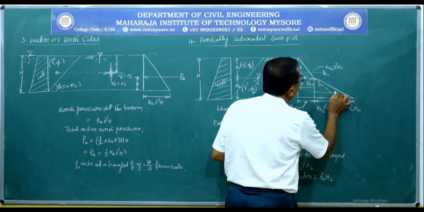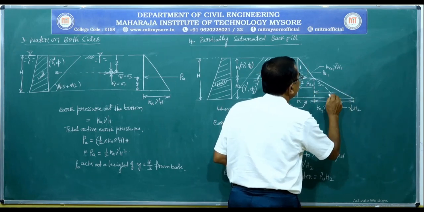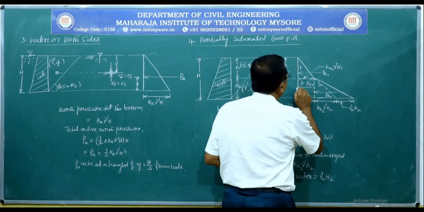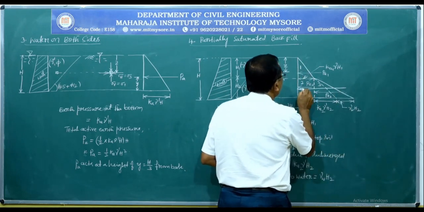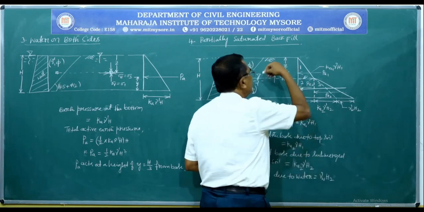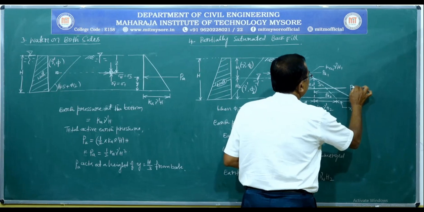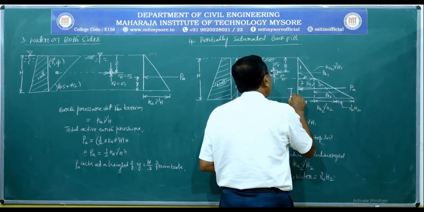And pressure acting on this triangular portion is PA3. And the total acting pressure due to both the dry backfill and the submerged backfill will be PA, and that acts at a height of y from the base.